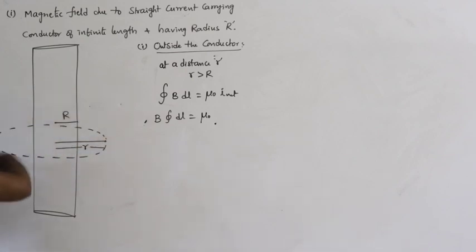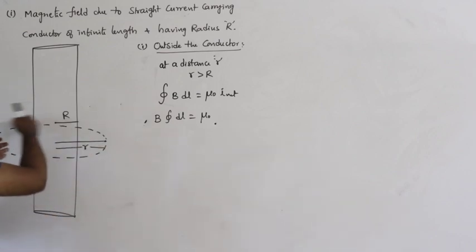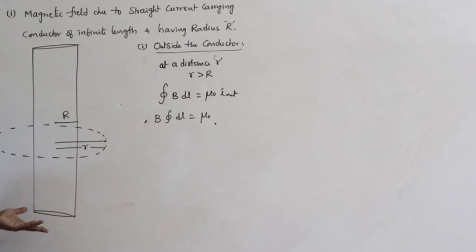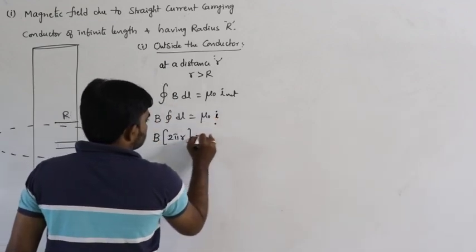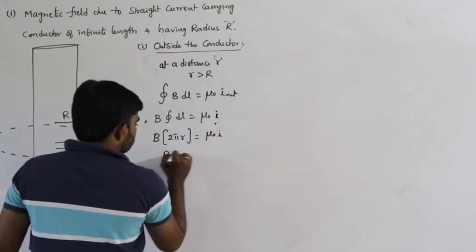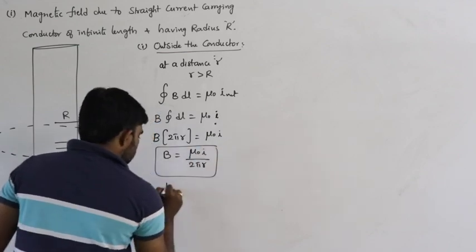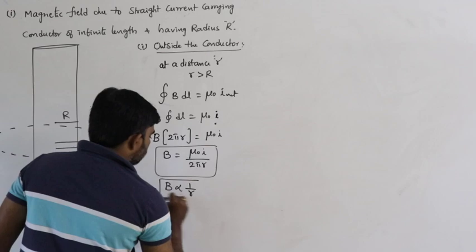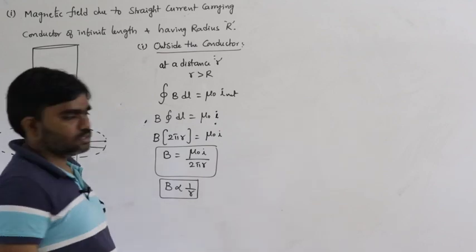This is the Amperian loop. So what is the net current in that loop? Whatever the total current passing through the conductor, the same amount of current passes through this loop also. There is no extra current, so only that current, mu naught I. So B integral of dl is equal to B times 2 pi r, which is equal to mu naught I. So B is equal to mu naught I by 2 pi r. From this we can write B proportional to 1 by r. Magnetic field is inversely proportional to distance.